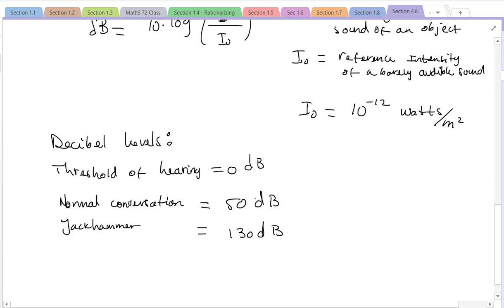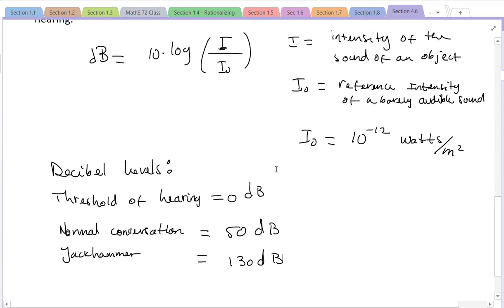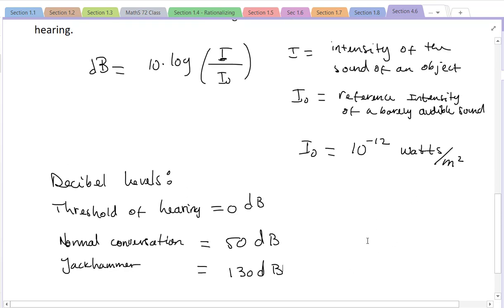And so same as we did with the pH, we could find the intensity for a jackhammer by putting in 130 equals 10 log I over 10 to the minus 12, and then finding the intensity of the sound of the object. And the intensity of the sound will be in watts per meter square as well.